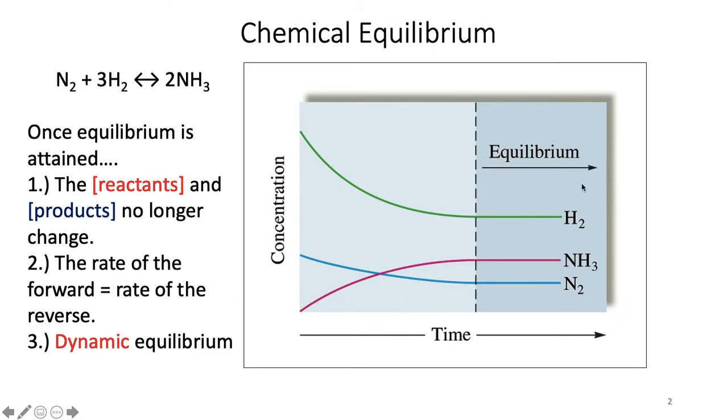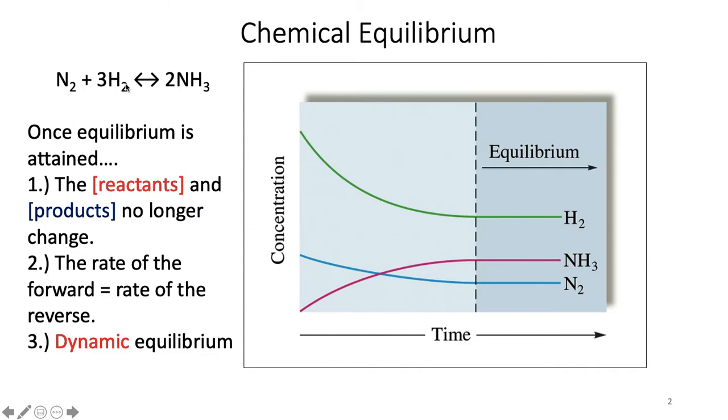Note that this equilibrium is a dynamic equilibrium. Remember this word. It's a dynamic equilibrium, meaning it's not that the reaction completely stops once it reaches equilibrium and nothing else is going on. In fact, both the forward reaction and the backward, reverse reaction are occurring at the same time, and they keep occurring.